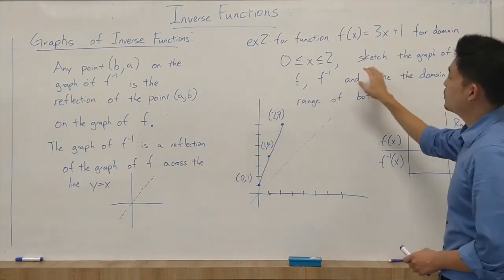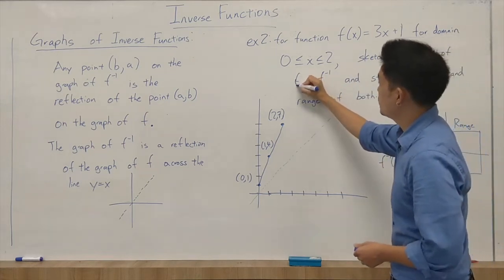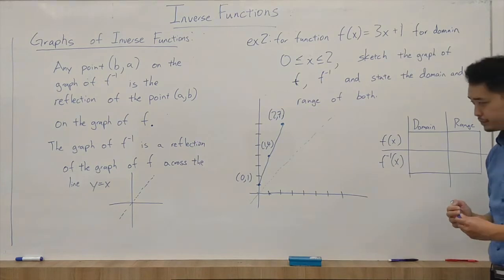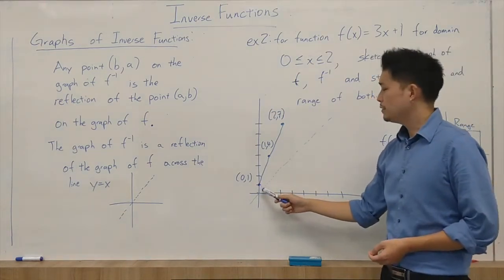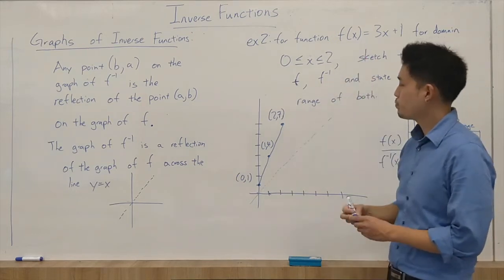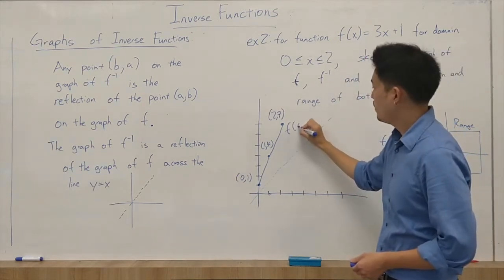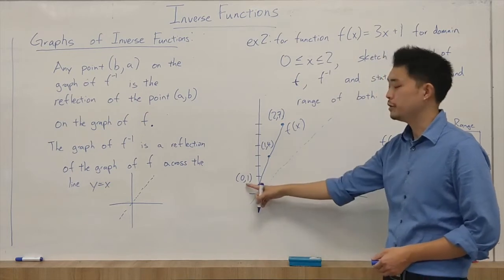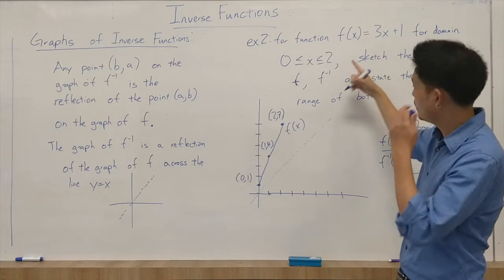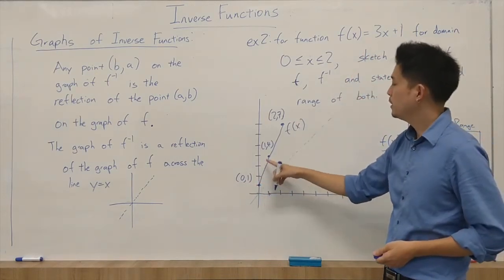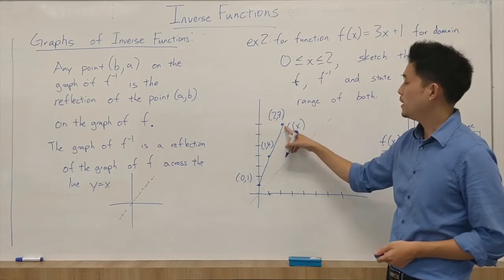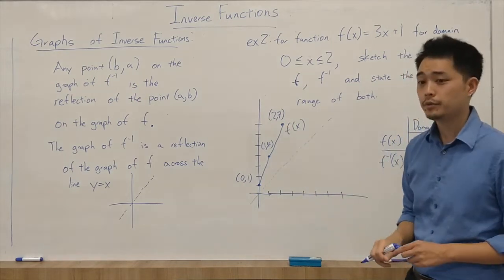We want to sketch the graph of f, also f of -1, and state the domain and range of both. So over here, what I've done already is sketch the graph for f of x from 0 to 2. So I plugged in a few points. I know at 0, 0 times 3 is 0, plus 1 is 1, so I got (0, 1). I know at x equals 1, we have y equals 4. And at x equals 2, y equals 7.